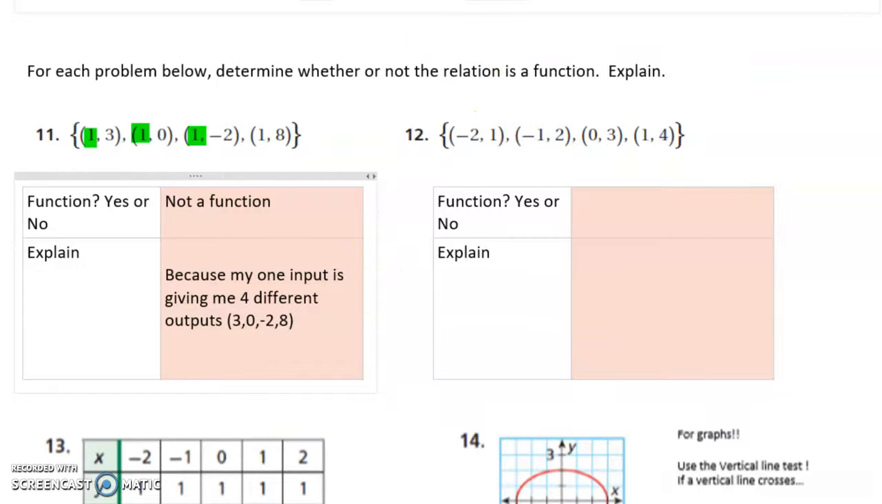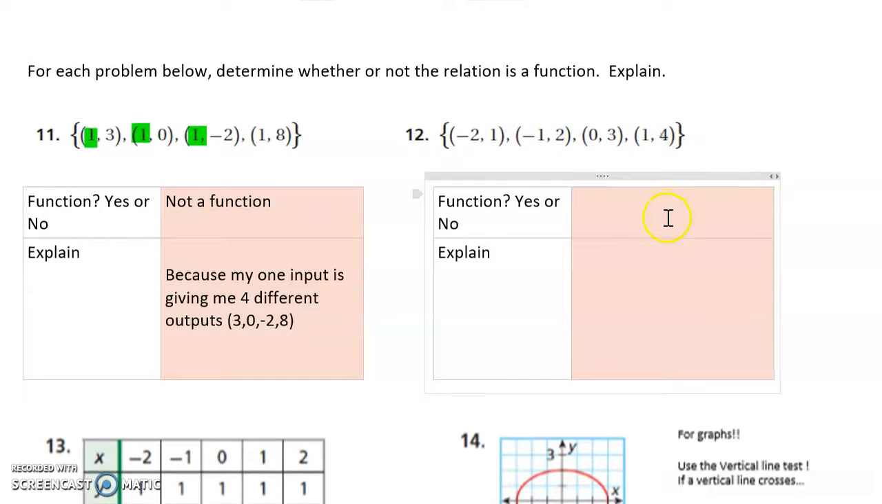Okay, let's try this next one. So here I have an input of -2. I'm getting out a 1. Putting in a -1, getting out a 2. Putting in a 0, getting out a 3. Putting in a 1, getting out a 4.